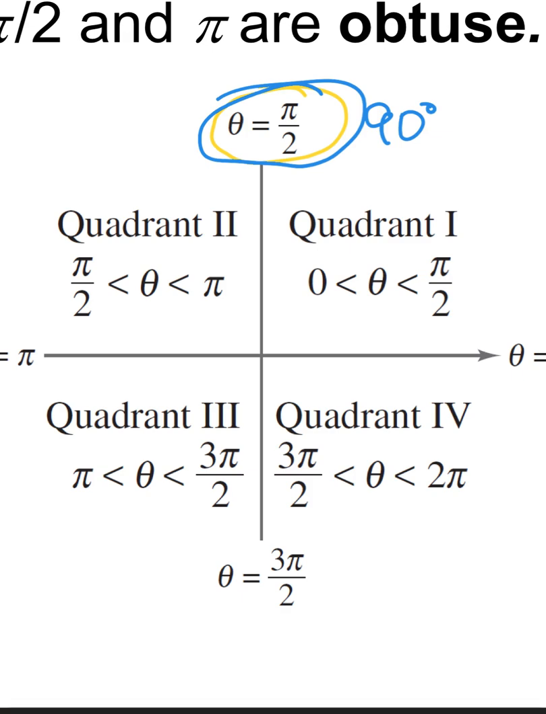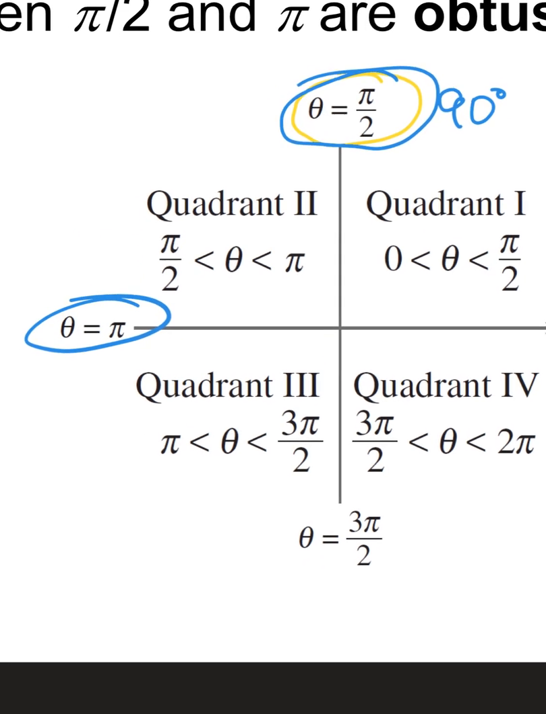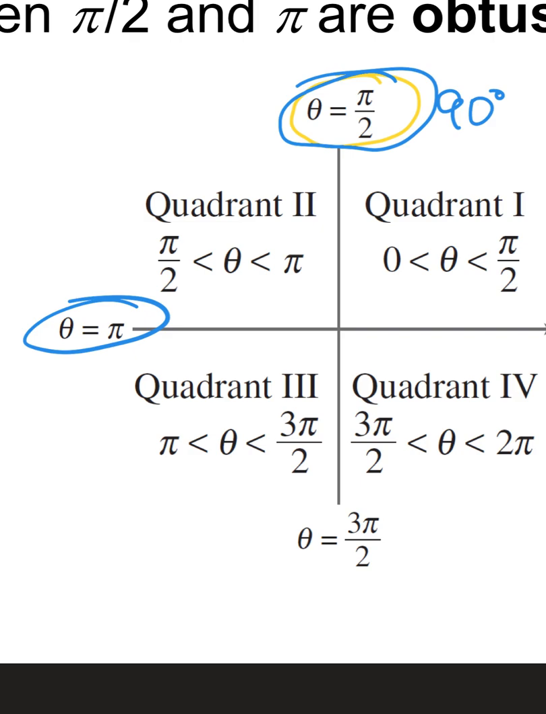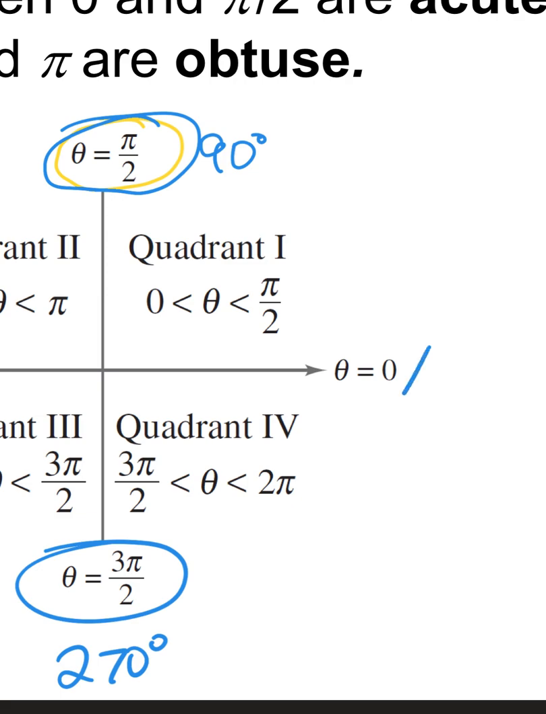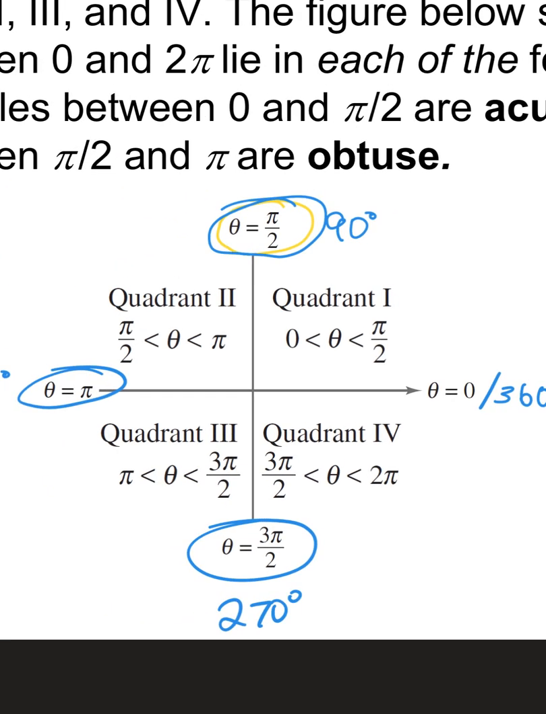When I'm coming over here, what is the degree measure that correlates with pi? 180. Good. Down here, what is the degree measure that correlates with 3 pi over 2? 270. Good. And then what is the degree measurement at 0? 0 or 360, it depends how you're looking at it. But we have to think about that.